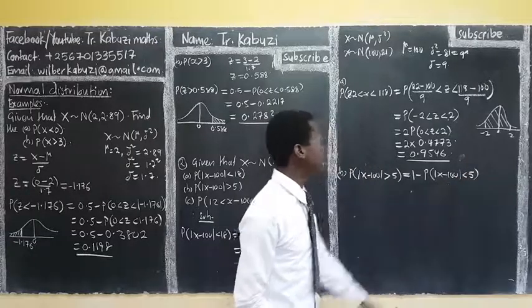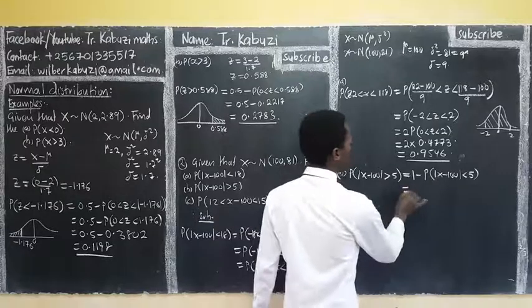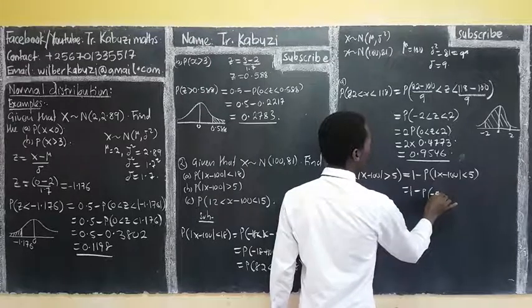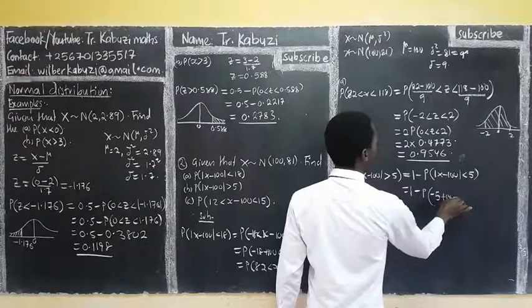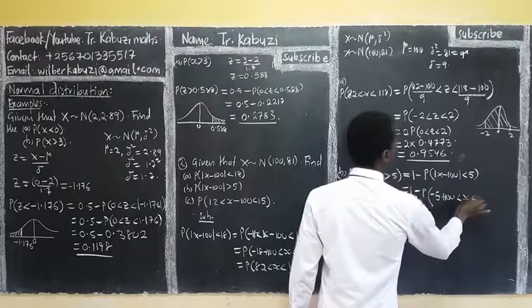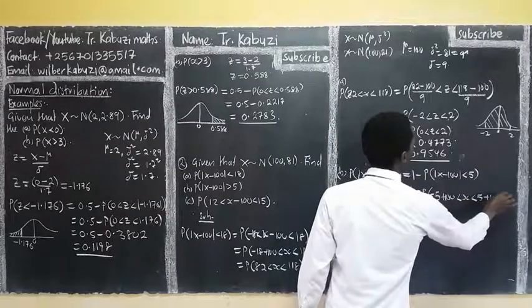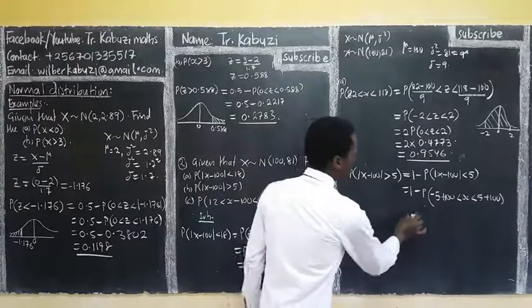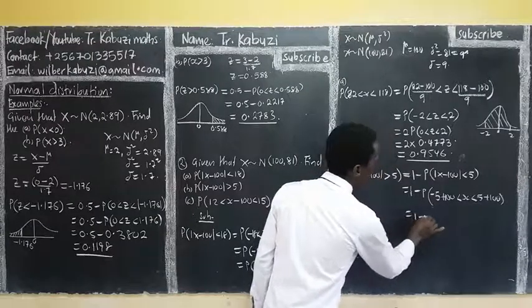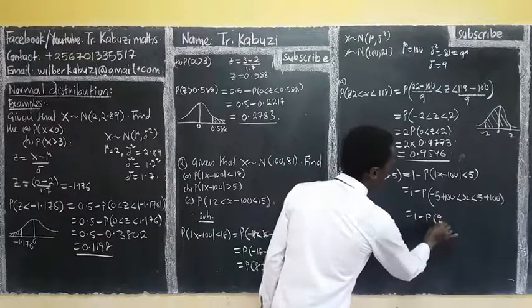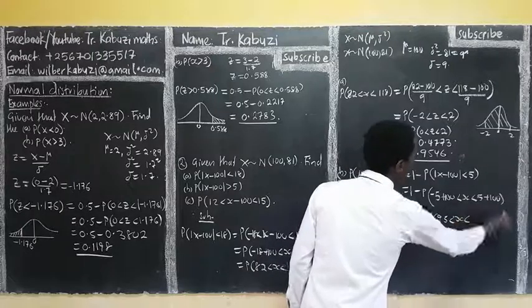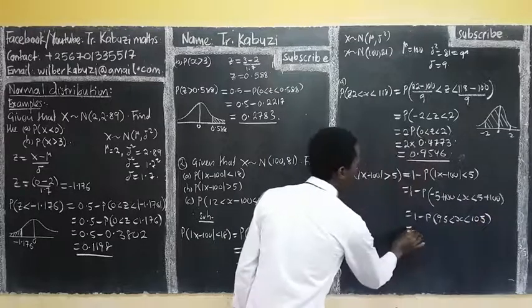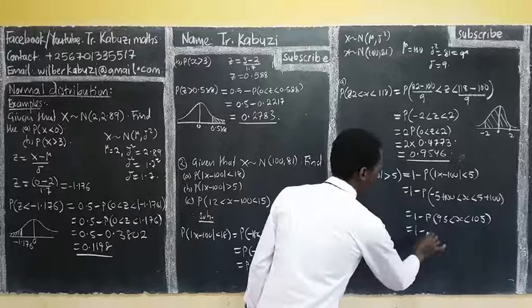Then we first interpret this. So this will be 1 minus the probability of negative 5 less than x minus 100 less than 5. I'm skipping some steps there; we add 100 to all sides. So this will be 1 minus the probability of 95 less than x less than 105.